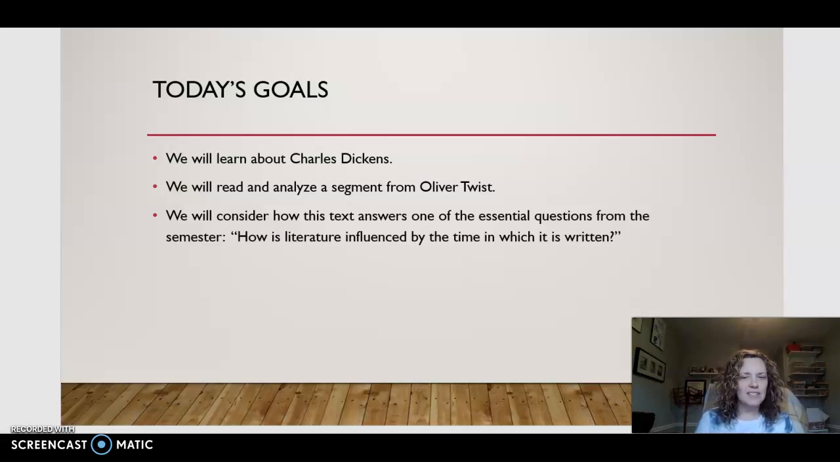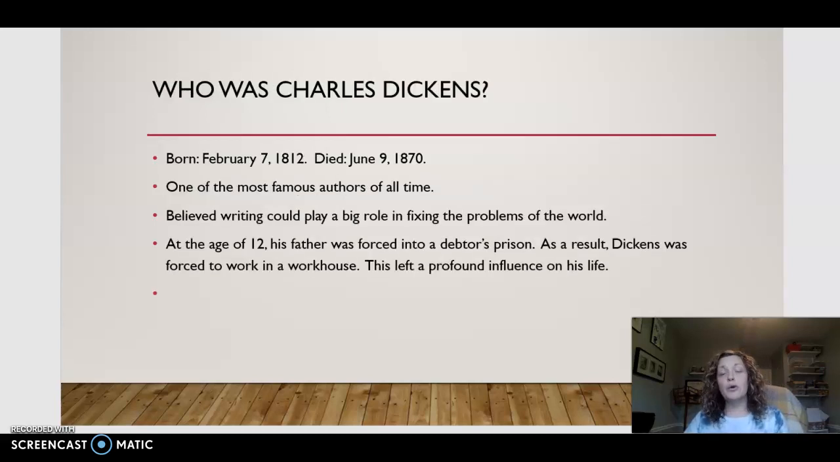We will consider how this text answers one of the essential questions from the semester: how is literature influenced by the time in which it's written? So let's go ahead and dive in, right? So who was Charles Dickens?